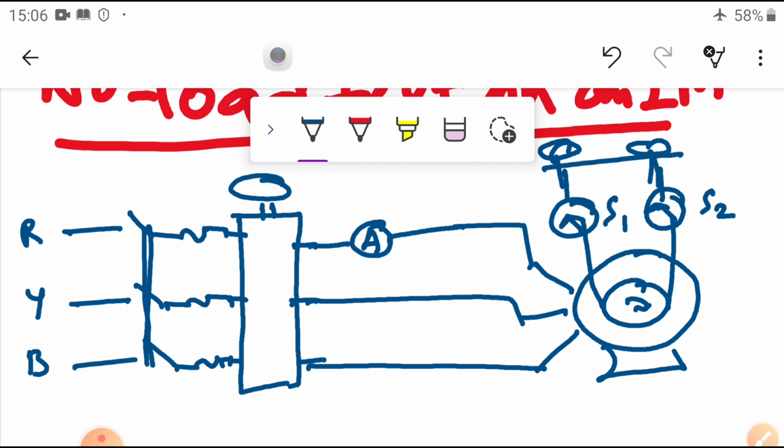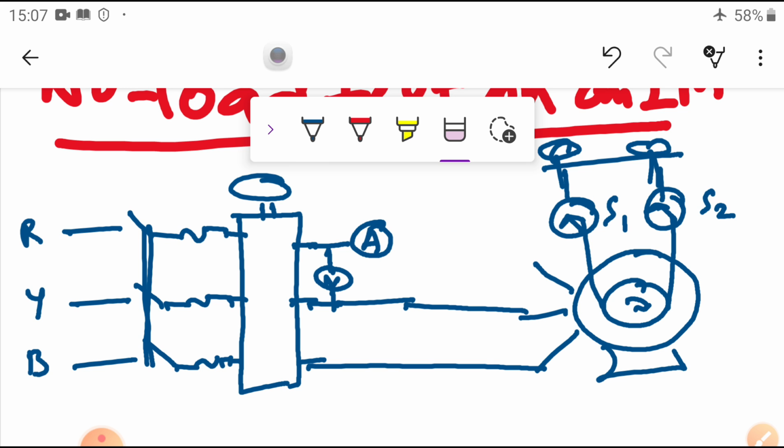Here they are connected. Okay, we will see another voltmeter also. We will connect the voltmeter. Here I have connected one voltmeter across 2 phases. Now, this is the voltmeter, and it is connected to this one.